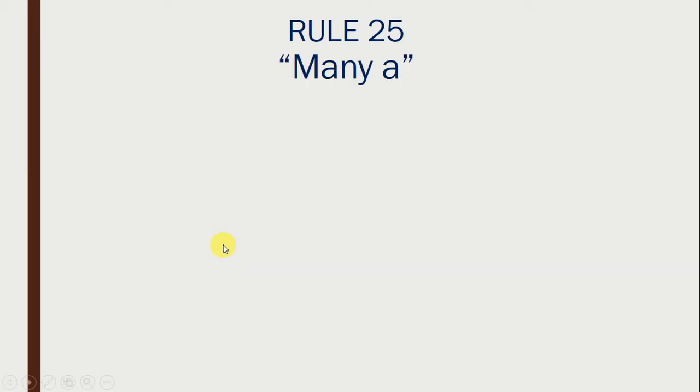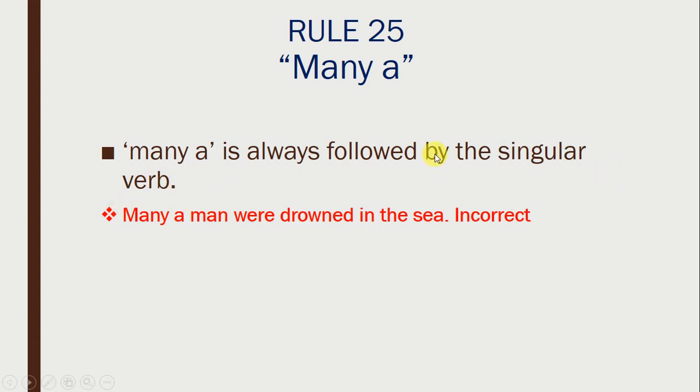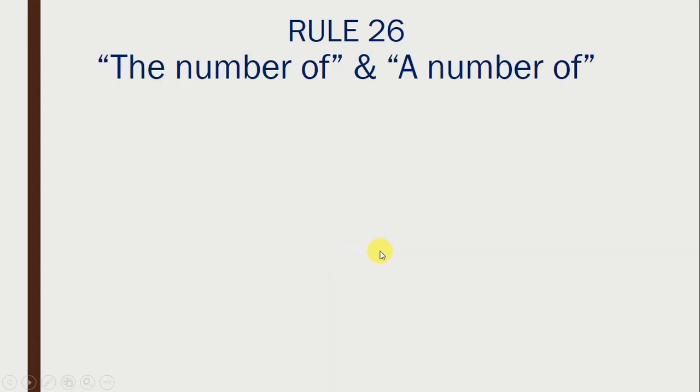Now let's see the next rule, many a. Okay, just remember this thing, that many a is always followed by a singular verb. You will see that many is a plural thing, right? But it is always followed by a singular verb. So you have to remember this thing. Many a men were drowned in the sea. This is incorrect, because this is a plural verb, and what I said, with many a you have to always use a singular verb. So correct is: many a man was drowned in the sea.